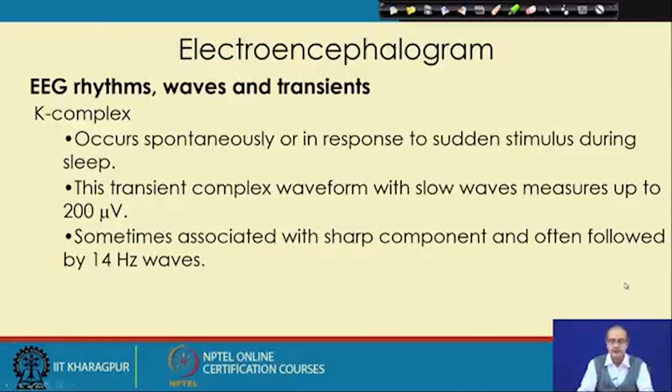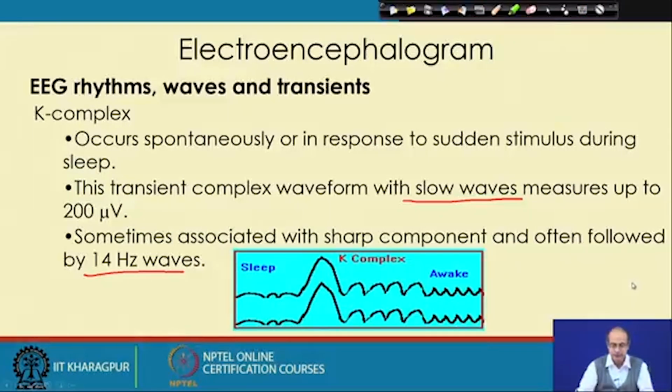This K complex occurs spontaneously in response to a sudden stimulus or during sleep. If you look at the magnitude of the signal, it is 200 microvolt. So, compared to the magnitude of the EEG signal, it has good magnitude, and this wave is a slow wave. Okay. So, the evolution is very slow, and sometimes it is associated with some sharp component, and after that we get a 14 hertz wave. Okay. So, that is the peculiarity of the K wave.